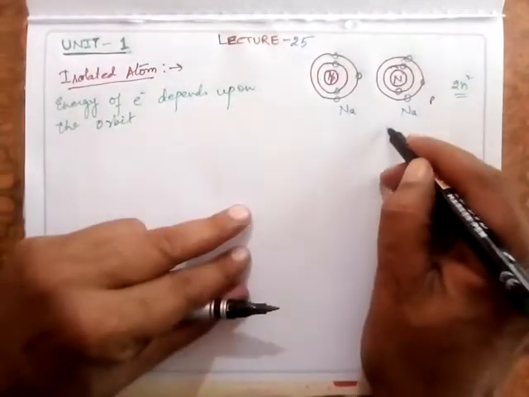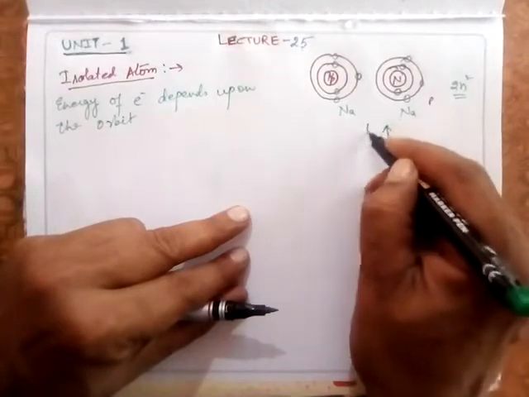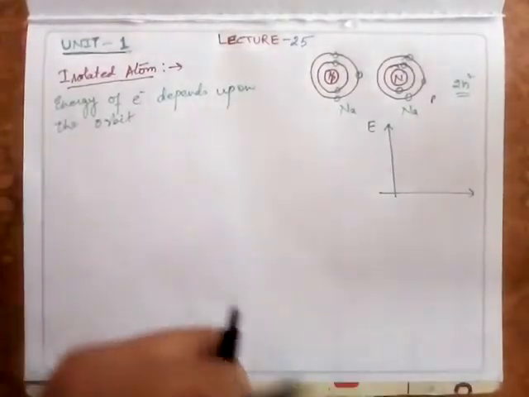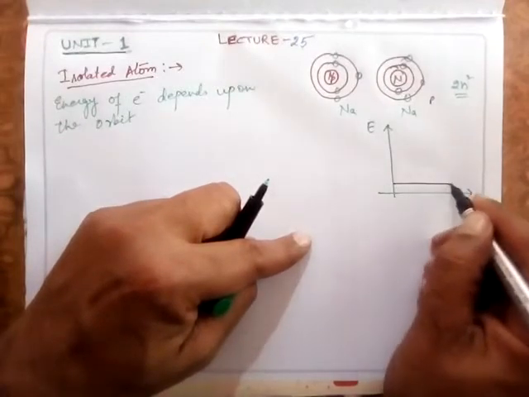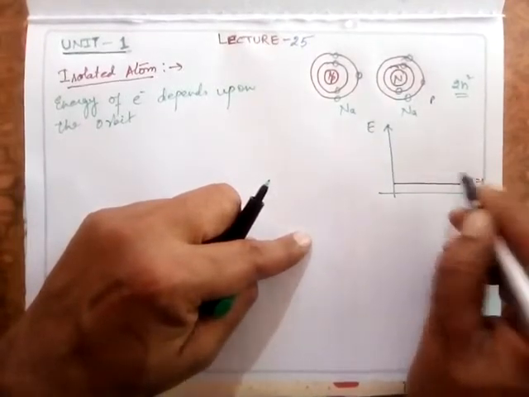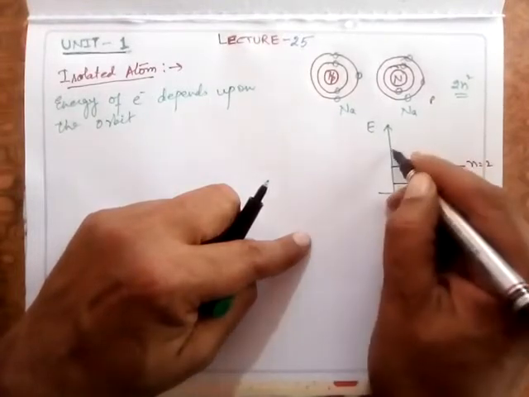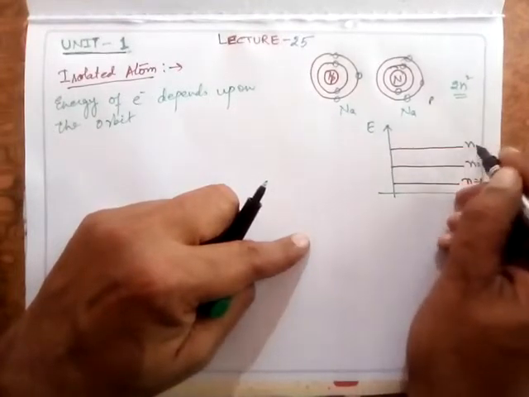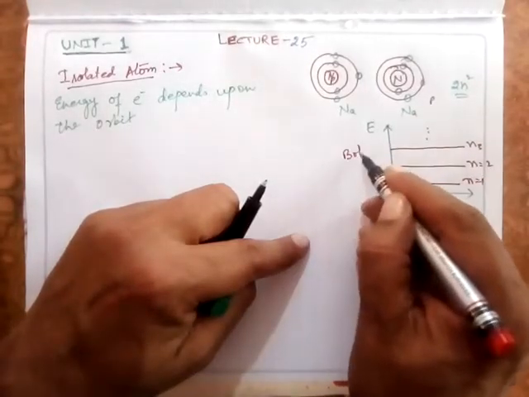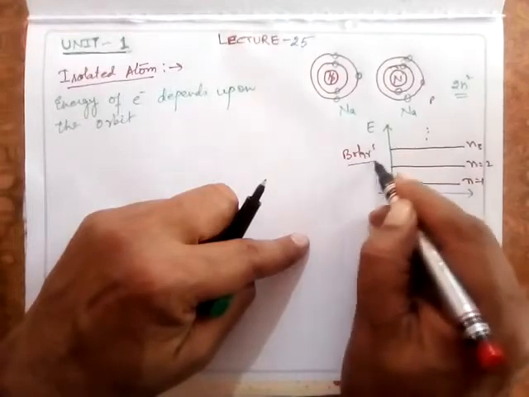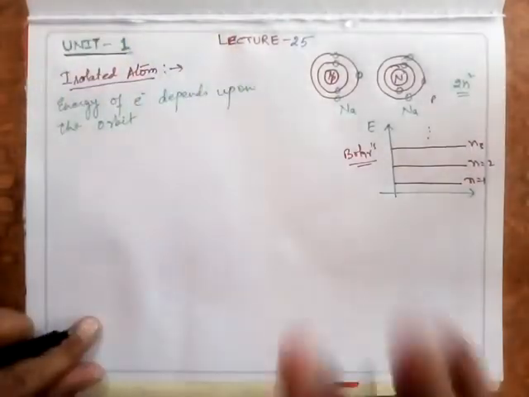And it is something like this: suppose I say that this is the energy axis. Here it is showing the energy. Suppose this is the energy level for n equal to 1, this is the energy level for n equal to 2, this is the energy for n equal to 3, and so on. Of course, this is given by Bohr's model. But this is for an isolated atom.